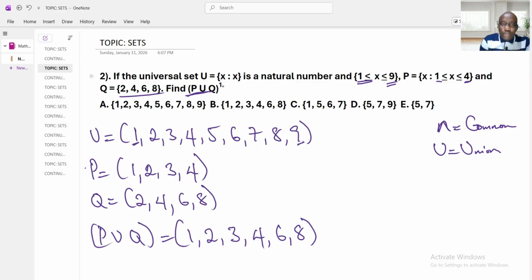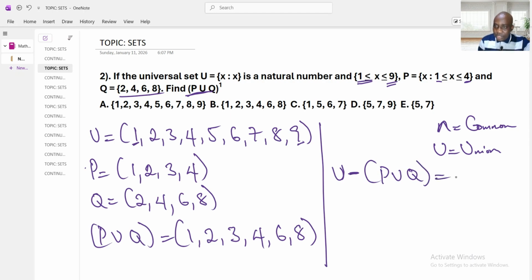Now, the question said that we should look for raised power 1. What did they mean by raised power 1? When the question says raised power 1, it means U, the universal set, minus what we just got, P union Q. That's what it represents. To look for this, find what the question is asking us. It means that the universal set, 1 to 9, we are going to minus from it what we got, which is P union Q.